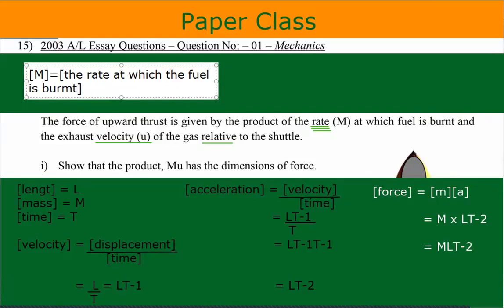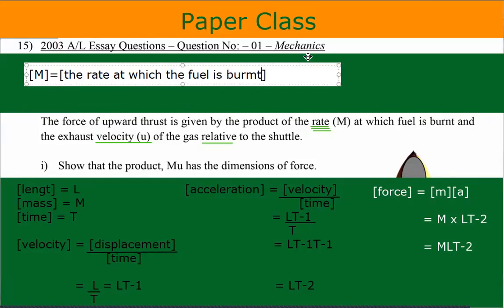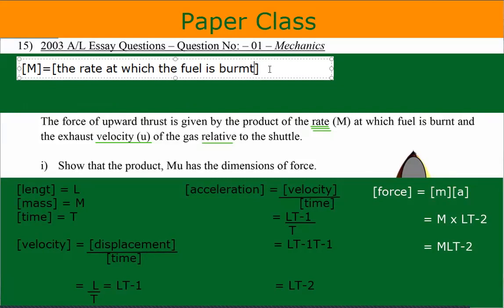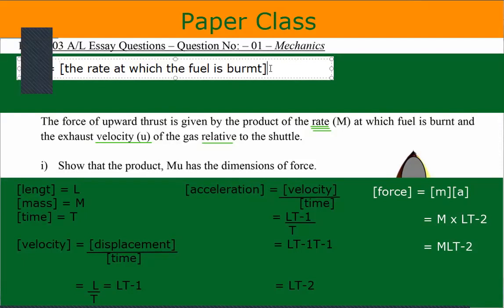This is the point you should remember. Rate means something done per second, something happening per second. So rate of burning fuel means the amount of fuel burned per second. If I want to find the amount of fuel burned for 1 second, I should do something like this.